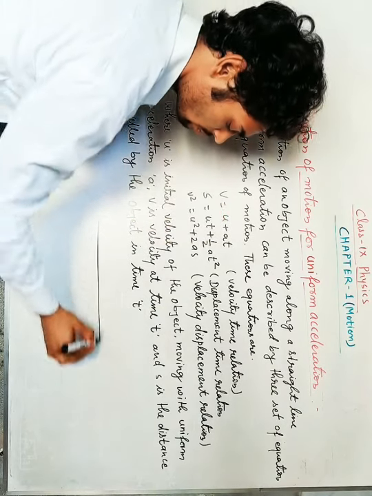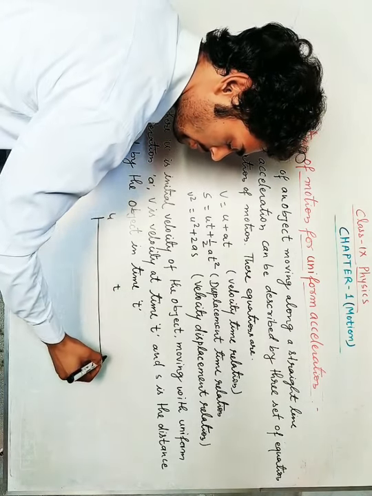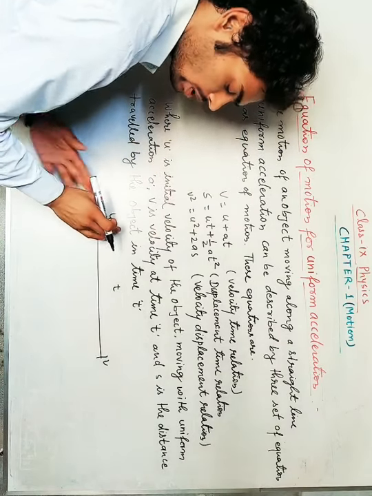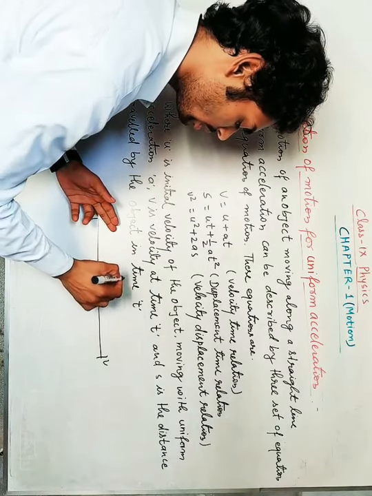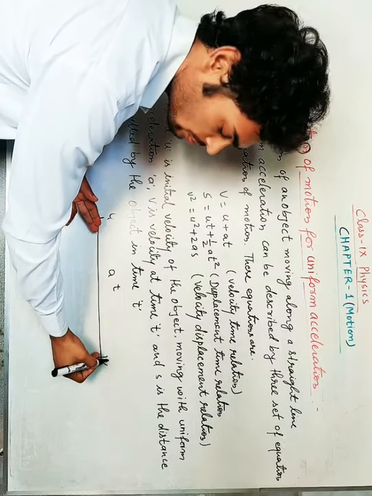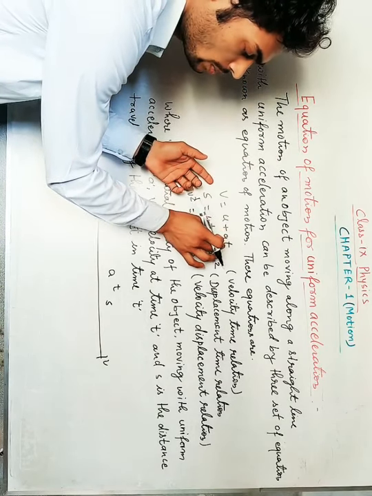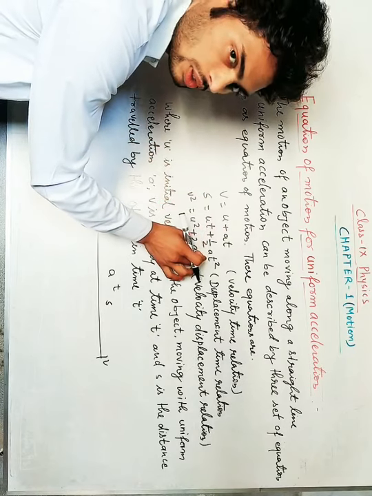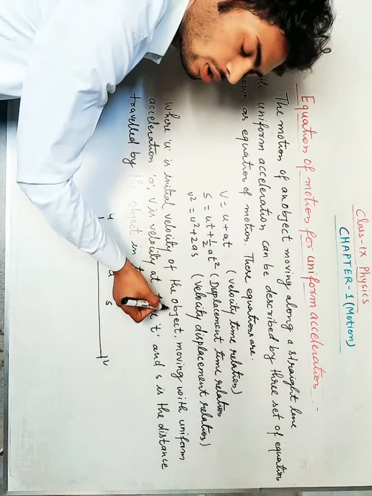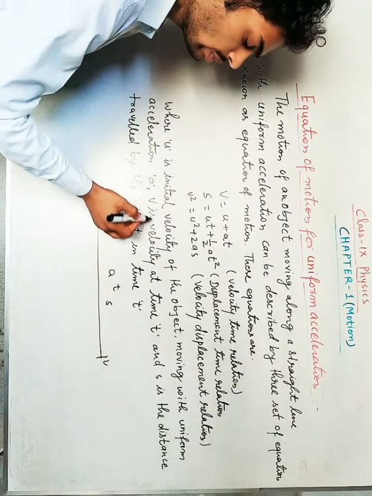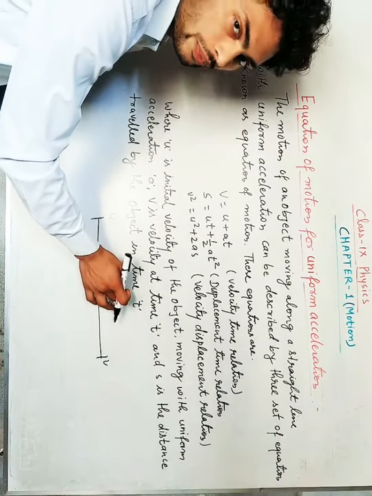If any object starts moving with initial velocity u with a uniform acceleration a, and after time t its final velocity becomes v, and distance or displacement traveled s, then the equations of motion are v equal u plus at, s equal ut plus half at square, v square equal u square plus 2as, where u is the initial velocity of the object moving with uniform acceleration a, v is the velocity at time t, and s is the distance traveled by the object in time t.